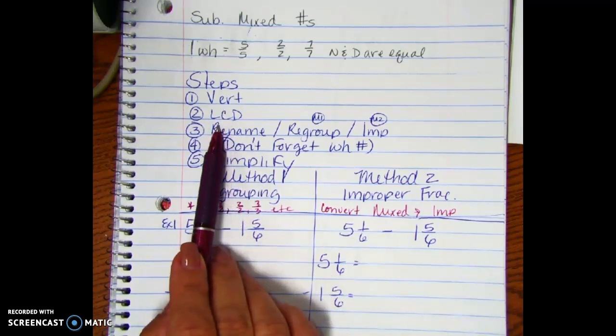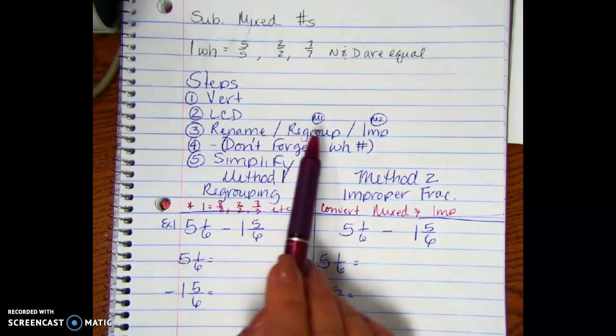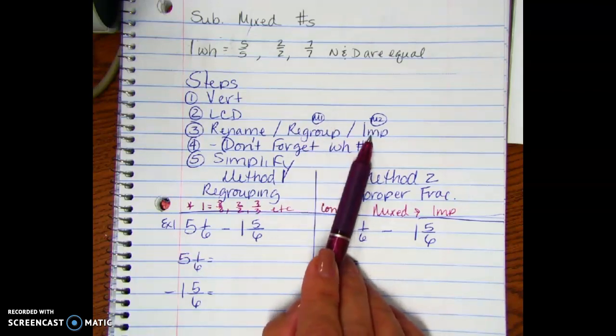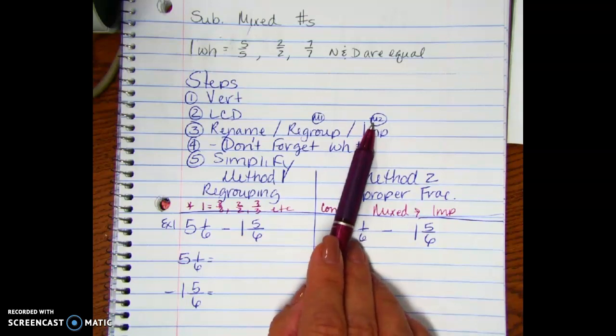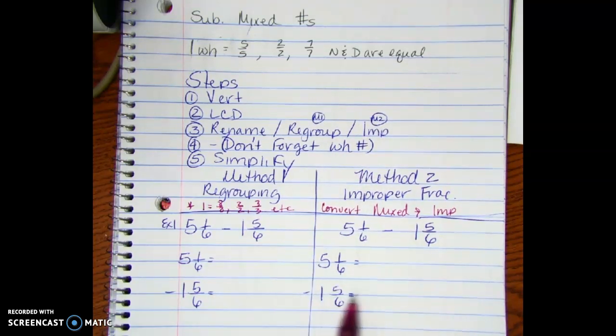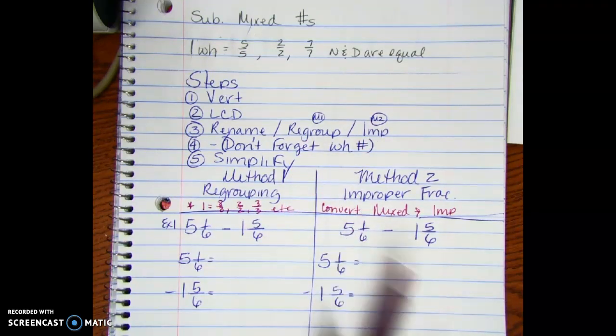We find the least common denominator, also known as the least common multiple, and we rename our fractions. Now, when we rename, we might have to regroup, which will be method 1 when subtracting mixed numbers, or we're going to convert to improper fractions. That's going to be method 2. And if you notice down here, I have my T-chart drawn, and this is what this is referring to.